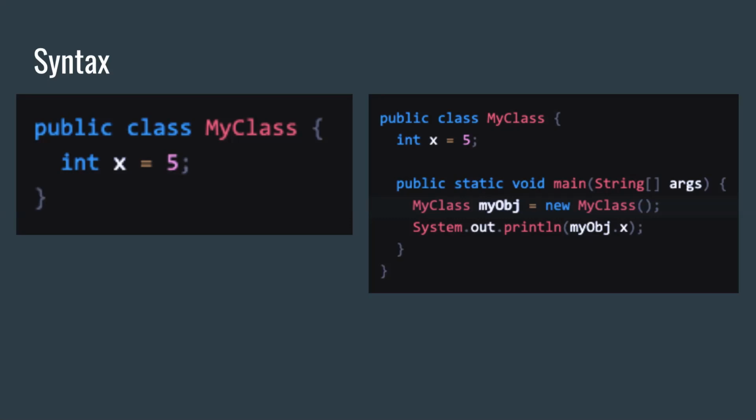Does that make sense? Wait, so you're saying if you have my object 1 and my object 2, and you said int x equals 5, and you do my object dot x equals 7, then my object 2 will still have it as 5. Correct. Exactly. Okay. Did everybody understand what he said?